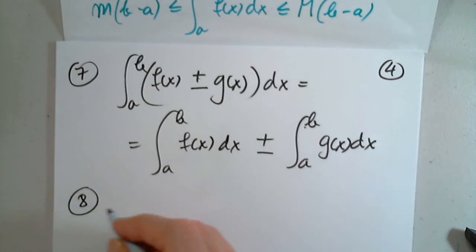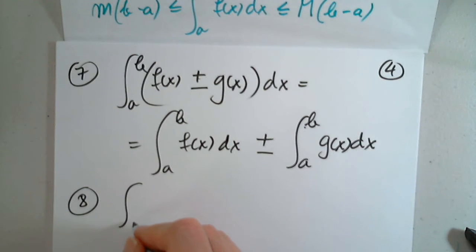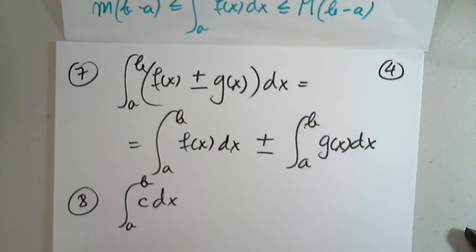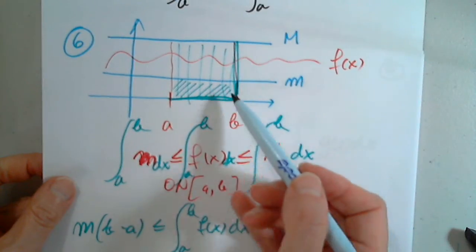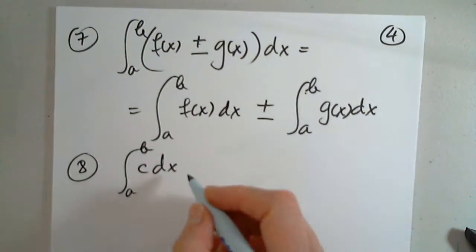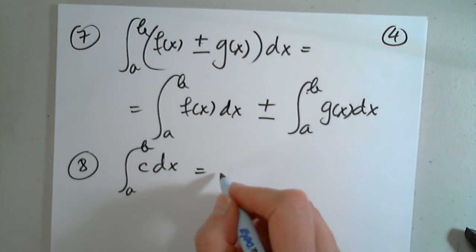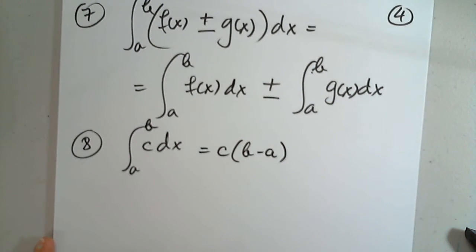Number 8, which shouldn't be, but it's considered a property, that's fine. So the constant dx from A to B. Wait, we already determined it here. It's base times height. So the base is between B and A. So this will be C times (B minus A). Any questions on this?